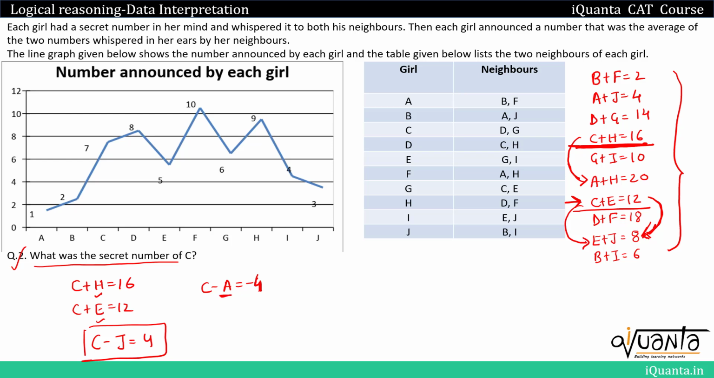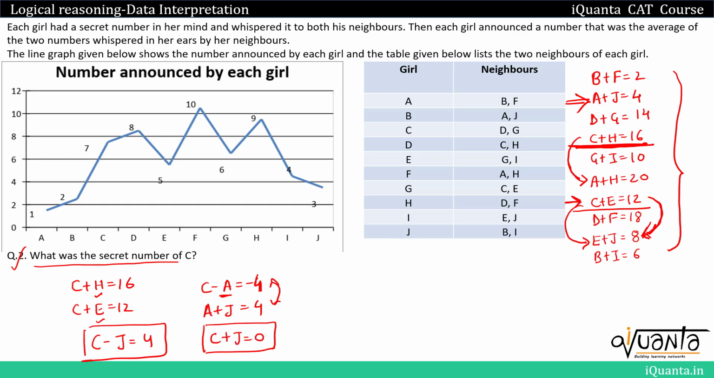So let us find out another equation which is involving a. I have this second equation over here, a plus j equal to 4. If I add a plus j equal to 4 in this equation, what do I get? If I add these two, I'll be getting c plus j equal to 0. So this is another equation I have.